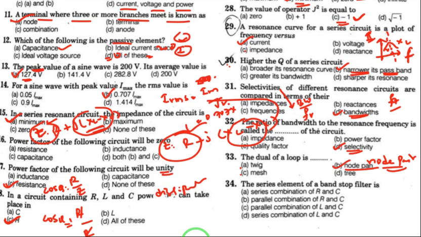The series element of a band stop filter is a parallel combination of L and C. That is the correct answer. A parallel combination of inductor and capacitor will act as a tank circuit, so that it will act as a band stop filter. So for a band stop filter we use a parallel combination of inductor and capacitor.